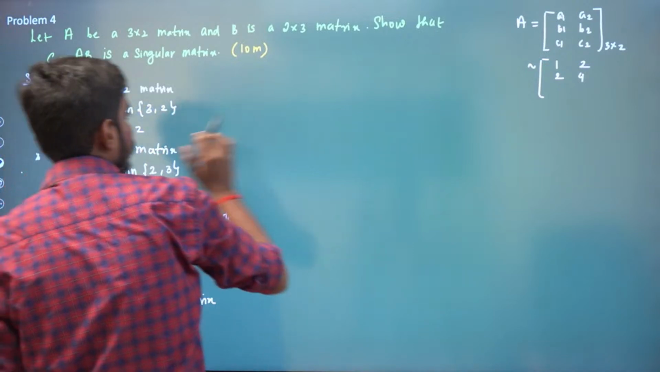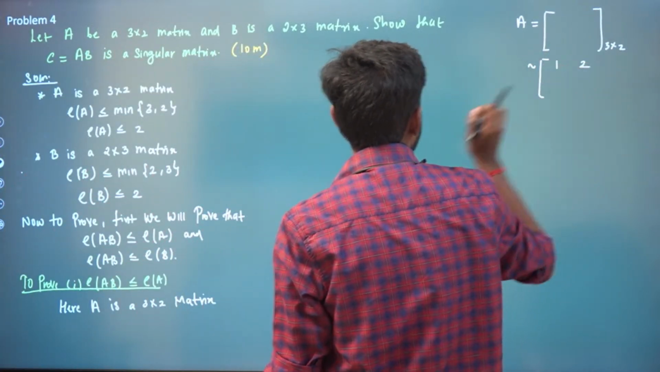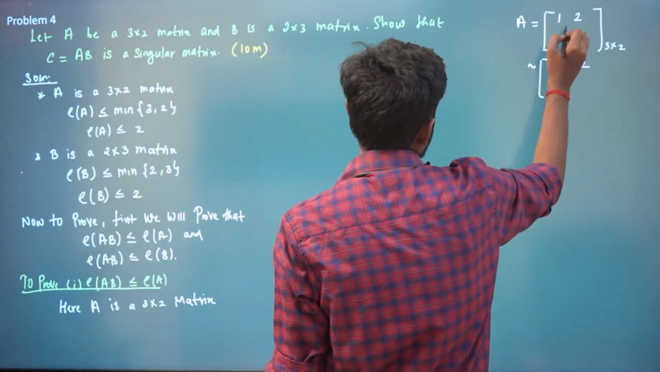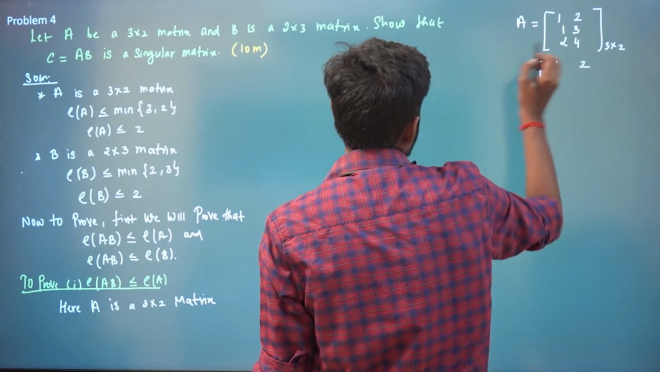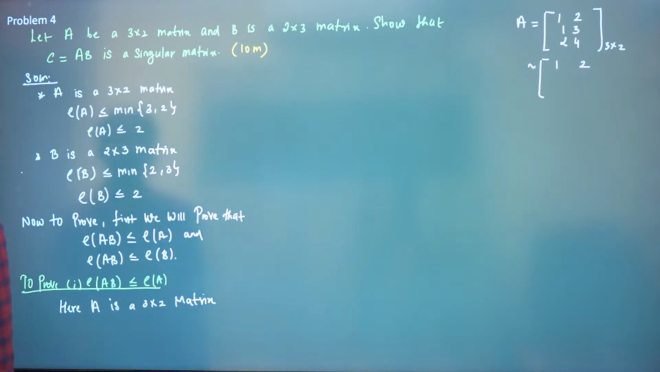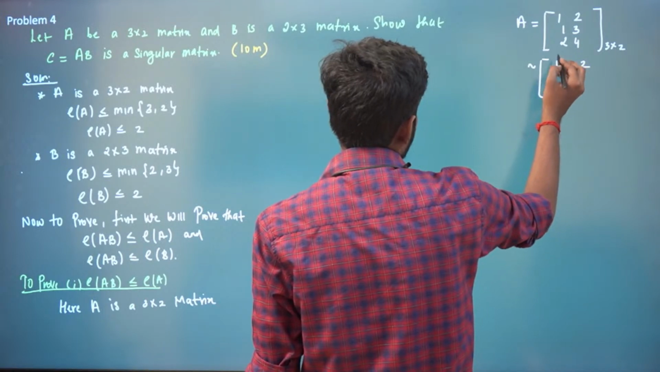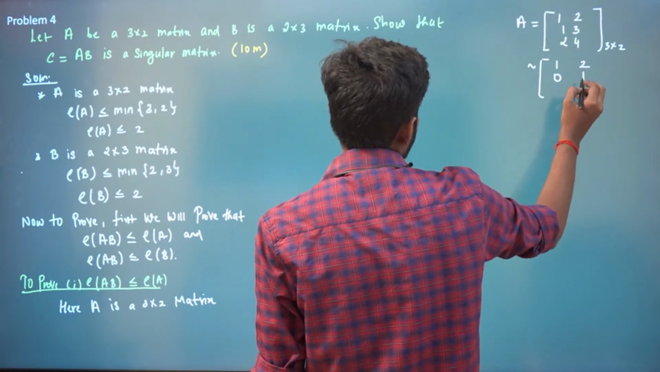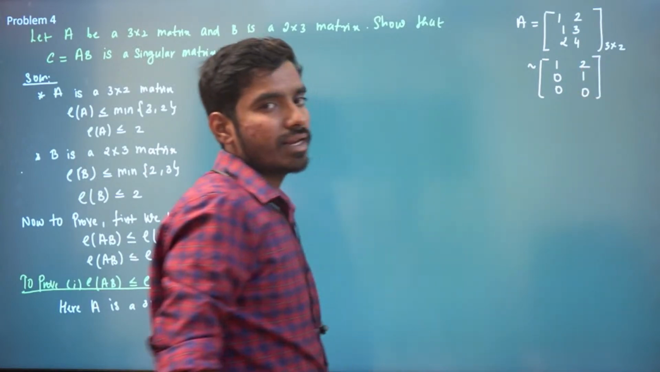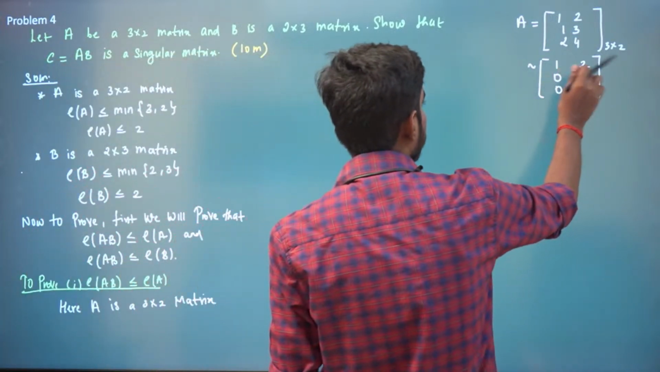Just for understanding, I'll take A to be the matrix 1, 2, 1, 3, 2, 4, right? So this has 3 rows and 2 columns. Now if I reduce this to row echelon form, we will have R2 minus R1, and then this is 0, 0, right? So here you can see the rank for this matrix is 2. Yes or no? Rank for this matrix is 2 because it has 2 non-zero rows.